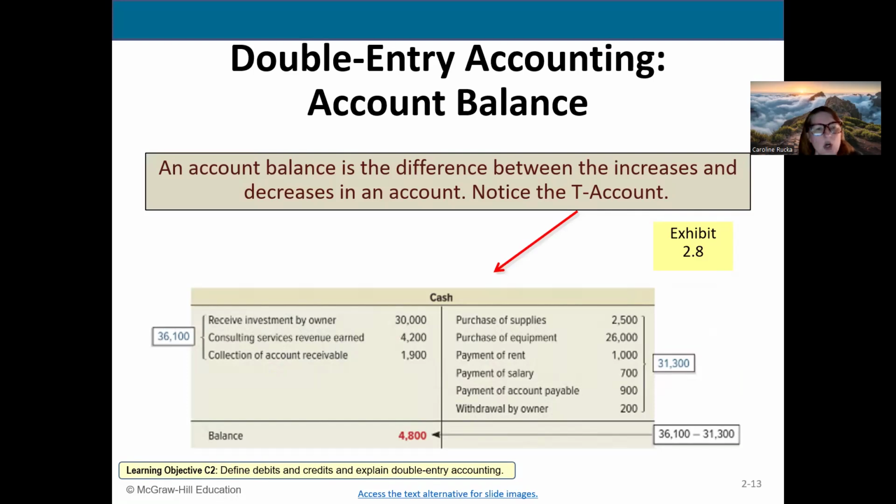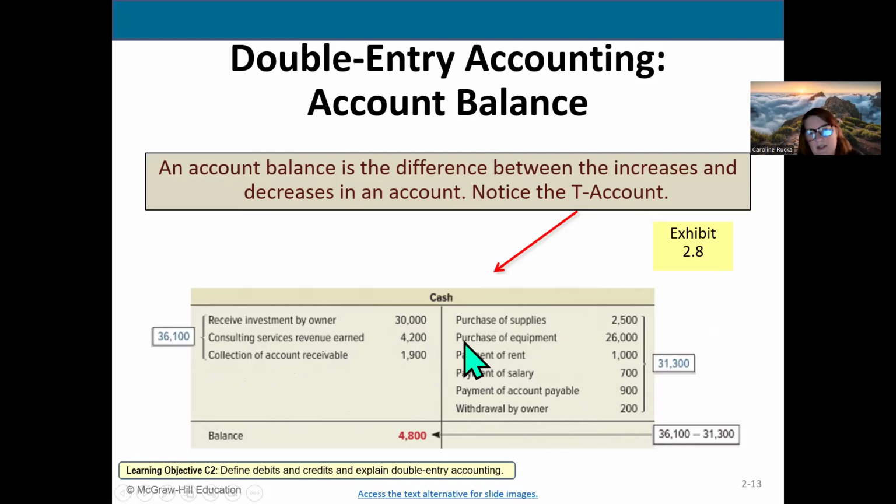So the account balance, all right, that is the difference between the increases and the decreases in that account. The example they give here is your cash account, okay? On the left, we have our increases. On the right, we have our decreases. Okay, we've got it in this T account format. We receive investments from the owner. We get money for giving consulting services. We collect on an accounts receivable. All of these increase our cash.